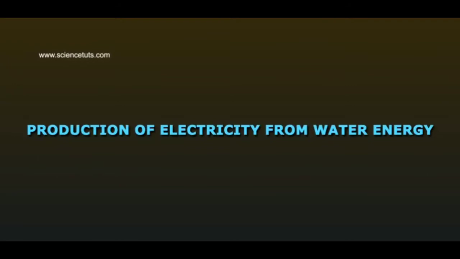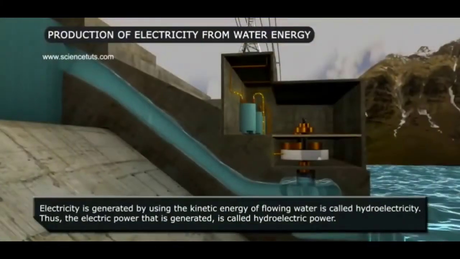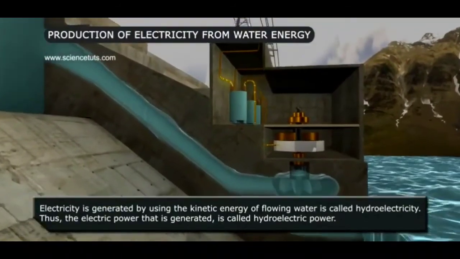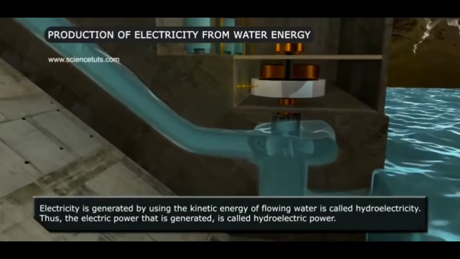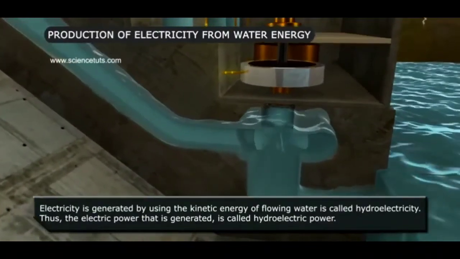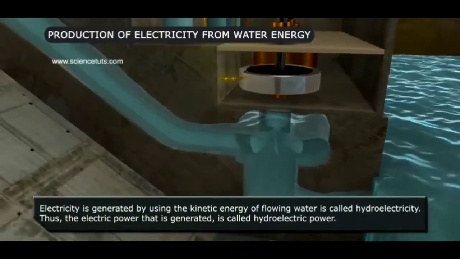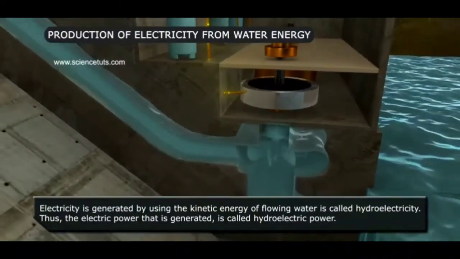How the electricity is produced in a dam. Production of electricity from water energy. Electricity generated by using the kinetic energy of flowing water is called hydroelectricity. Thus, the electric power that is generated is called hydroelectric power.